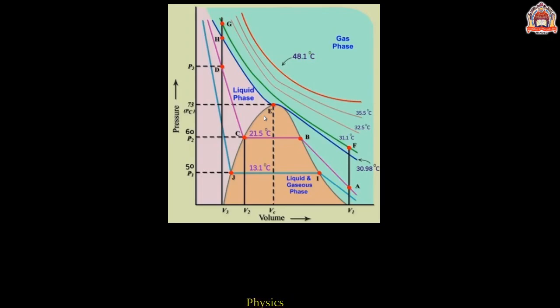For carbon dioxide isothermals, above the temperature 31.1 degrees centigrade to 48.1 degrees centigrade, the horizontal portion does not appear at all, and the gas obeys Boyle's law.